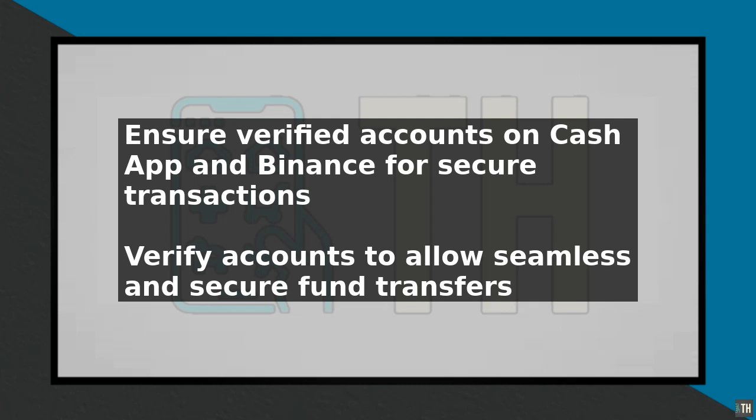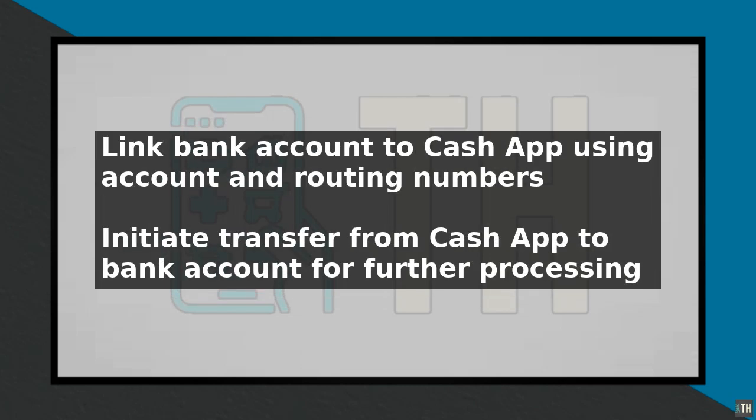Start by opening your Cash App and navigating to the Banking tab. Here, you will find the option to add a bank account or a debit card. Since Binance does not accept direct deposits from Cash App, you will need to first transfer your funds to a bank account. Link your bank account to Cash App by providing the necessary account and routing numbers.